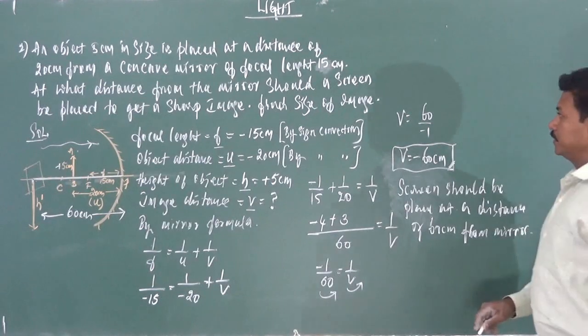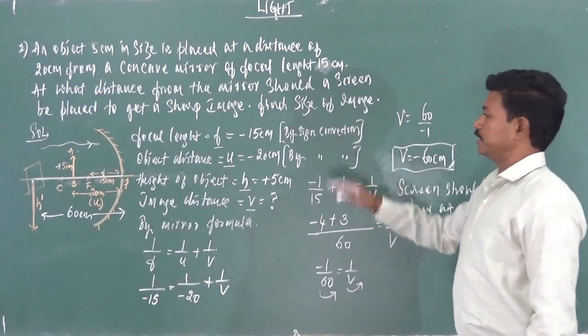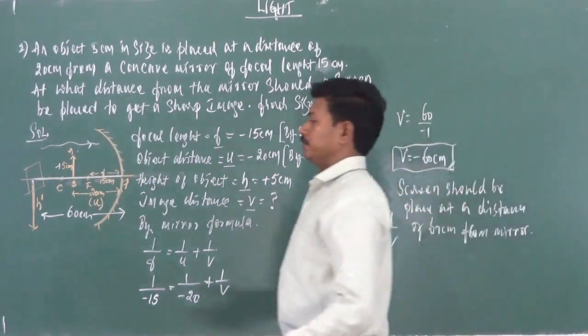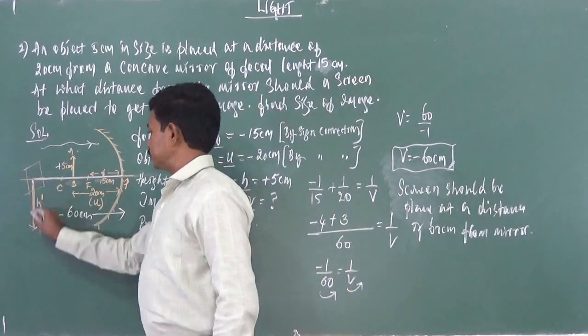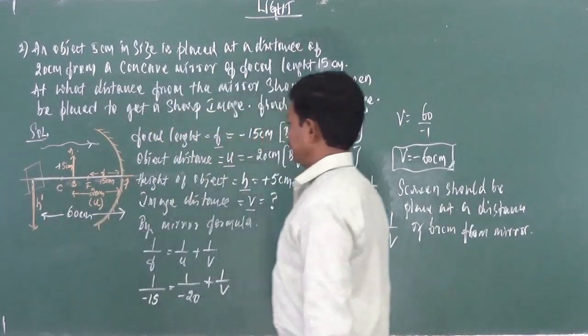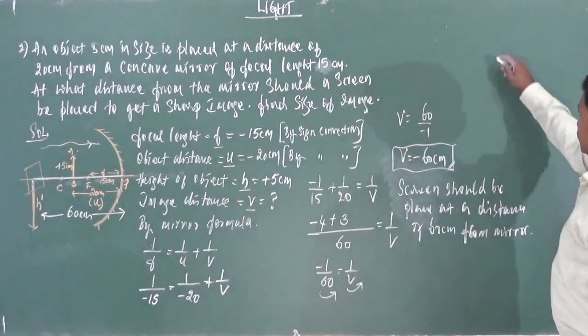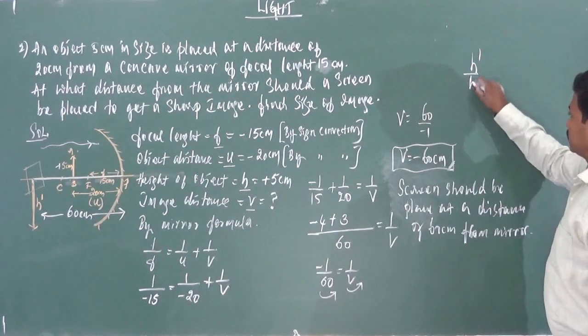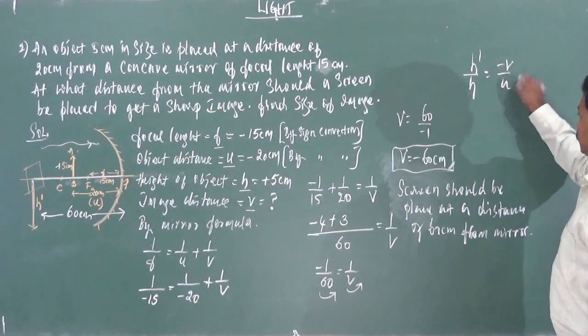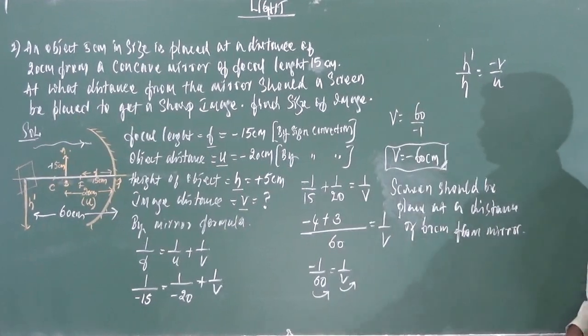Okay, so we'll find the next question. Find the size of the image, or find the height of the image. This is the thing you have to find out. We have a relation for that: h dash by h is always equal to minus v by u. This is what we have already derived.